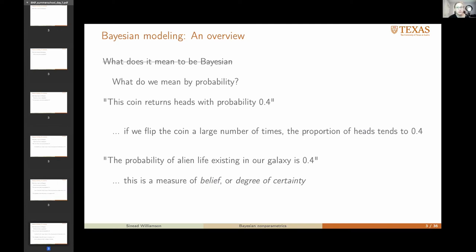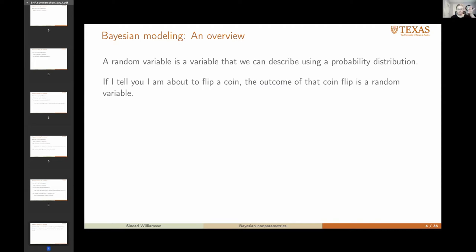Okay, so we have two views of probability, the frequentist and the Bayesian. Now, a random variable, loosely, is a variable we can describe using a probability distribution. So if I have a coin and I tell you I'm about to flip that coin, what I get is going to be a random variable. And that's true whether I'm a Bayesian or a frequentist.